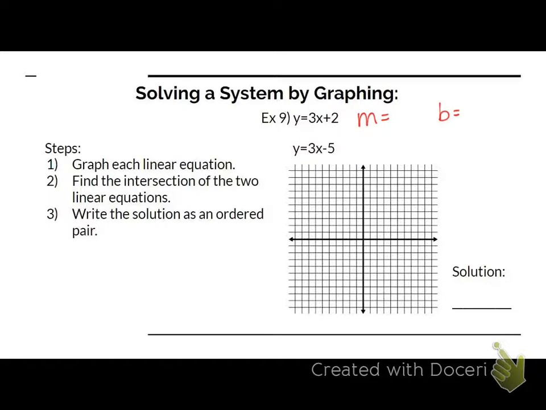These are in slope-intercept form for us already. That's nice. What's our slope for the top equation? 3 over 1. What's the b? 2. We always start with the b on the y-axis, so put a point up at 2 on the y-axis. From there, where will I go? Up 3, right 1. Or I could go down 3, left 1.